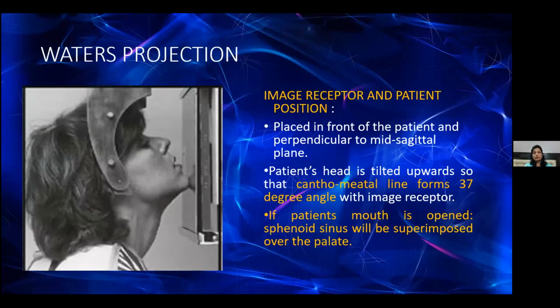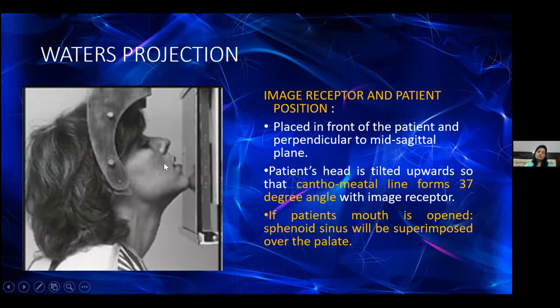Next important, which I've told you, the 3 most important ones. What is the view? What plane projection is it? Again, coronal projection. Coronal projection. Okay, so can you see the film is placed in the front of the patient, right? So now we come to the image receptor. The image receptor is placed like this, perpendicular to the mid-sagittal plane.